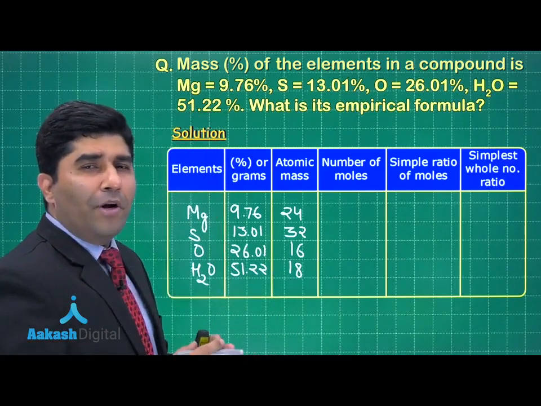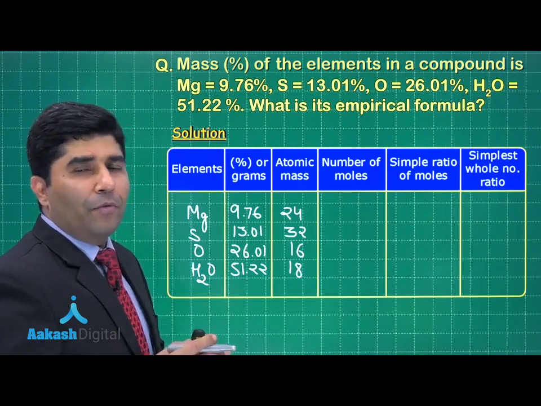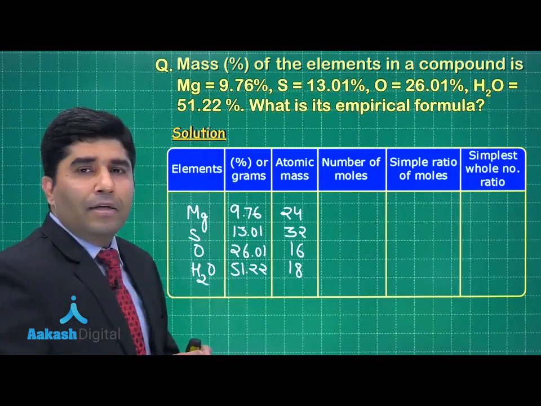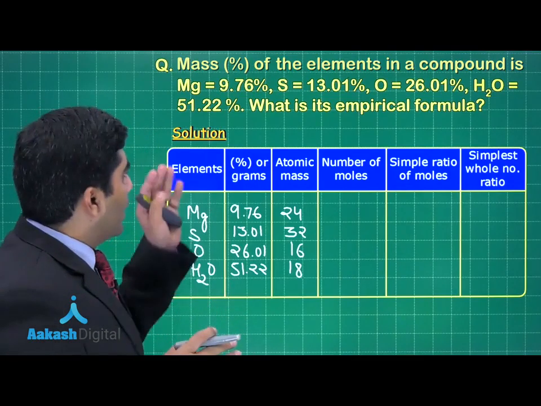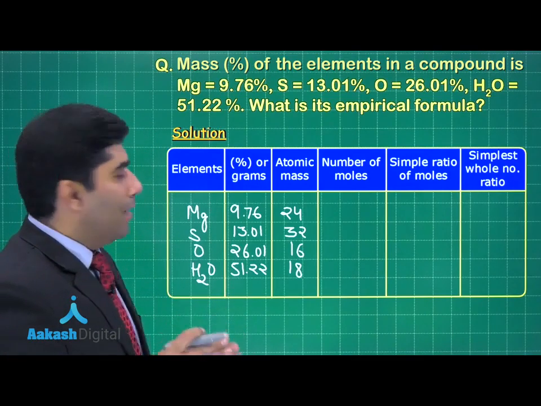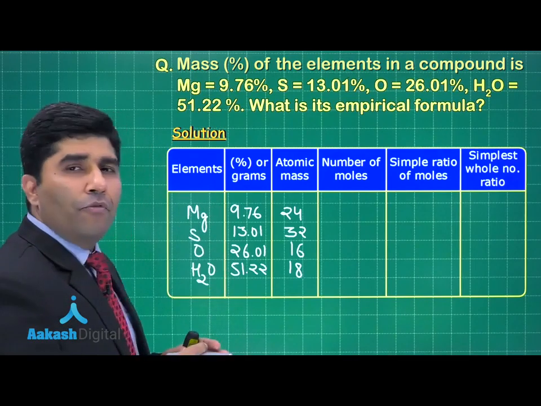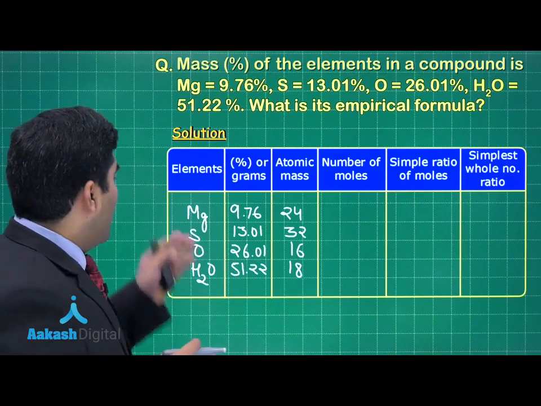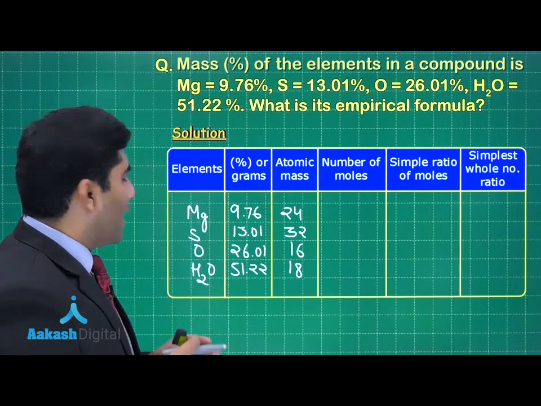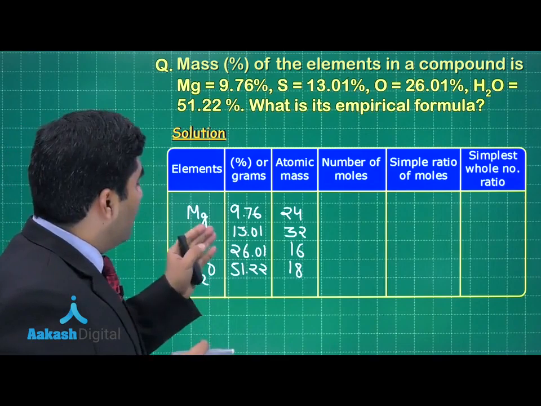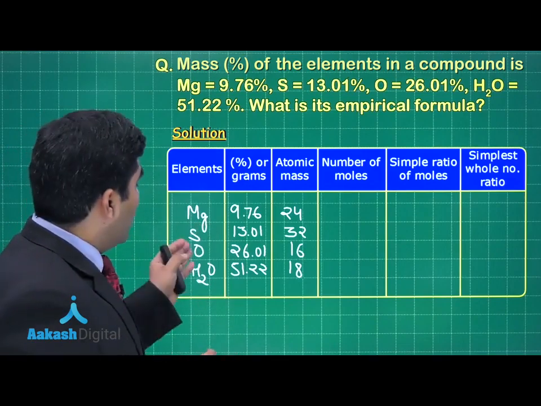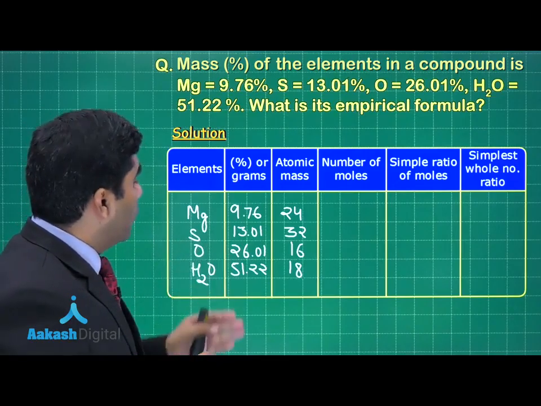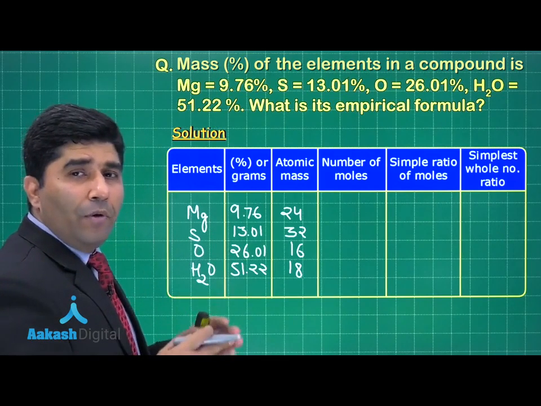There is a simple formula to find out the number of moles, it is given weight upon the molar mass, right? Now if we consider that the mass of the compound is 100 grams, then these will be the weights of the elements and water in grams. That is, magnesium is 9.76 grams, sulfur is 13.01 grams, oxygen is 26.01 grams, and water is 51.22 grams.